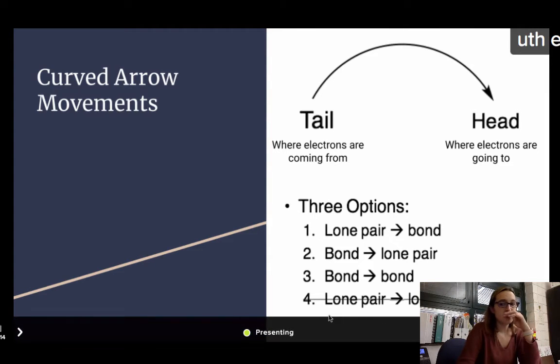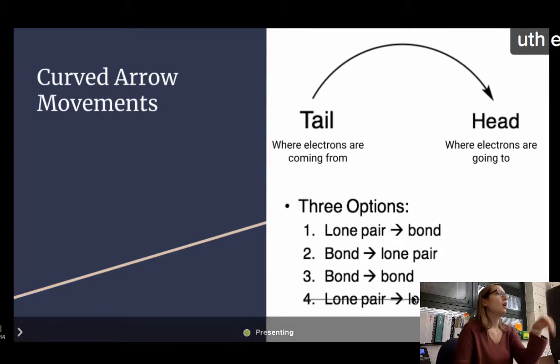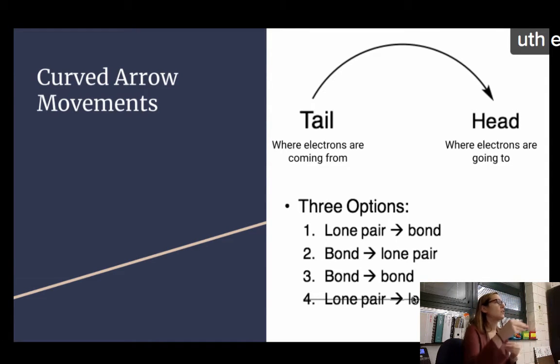Notice this is just like in the notes, the lone pair to lone pair is crossed out because you cannot do that in one step. With curved arrows we're always looking at a single step. Now you could have 2 curved arrows, but when we're talking about it, we're looking at just one arrow, from the tail to the head of the arrow, what type of movement is that?